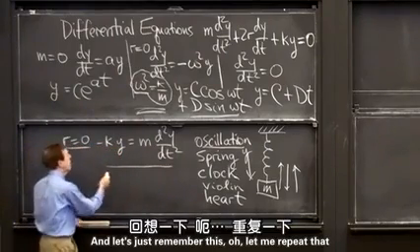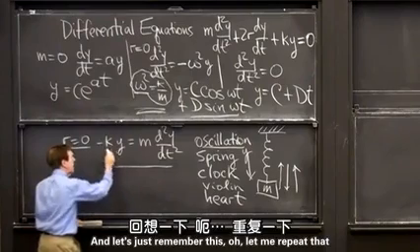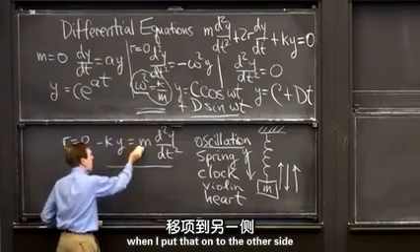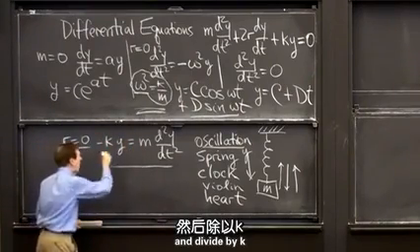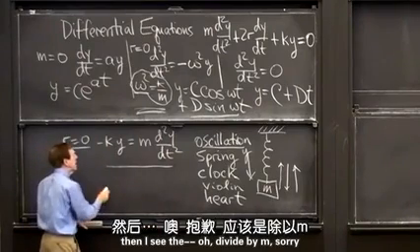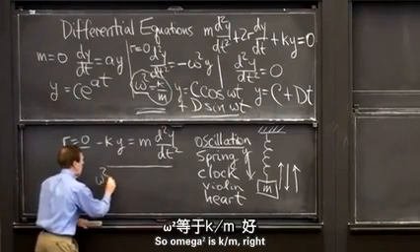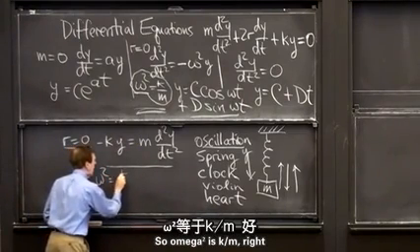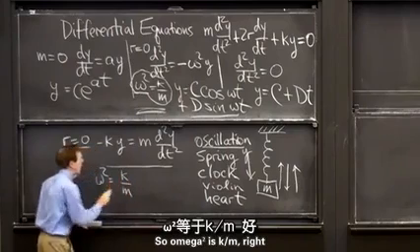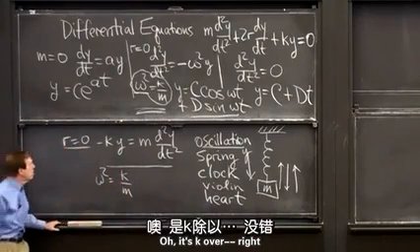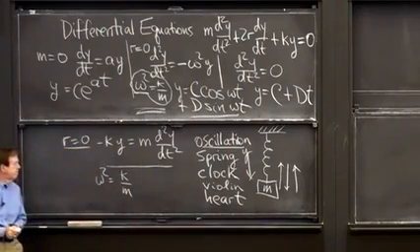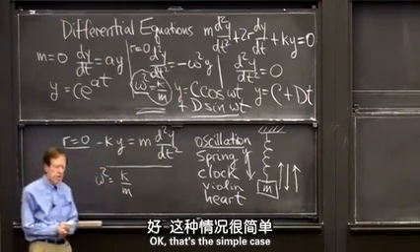Okay, and let's just remember this. Let me repeat that: when I put that onto the other side and divide by m, then I see the omega squared. So omega squared is k over m, right? Okay, that's the simple case.